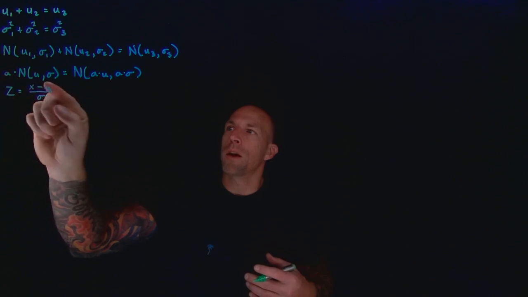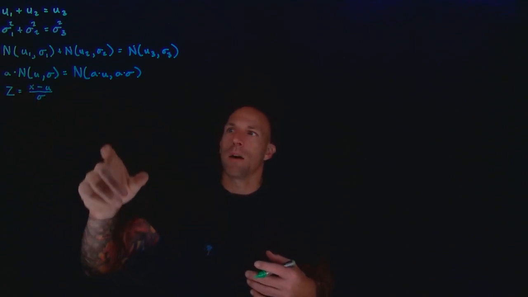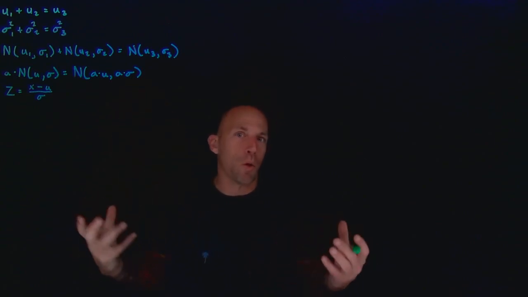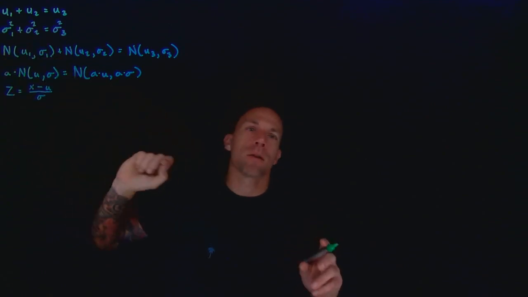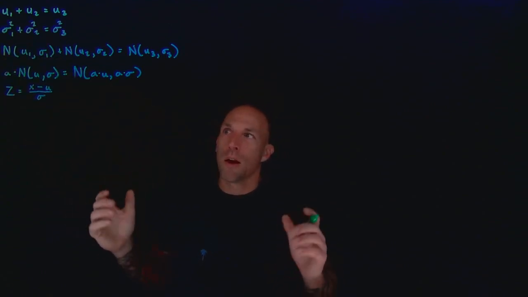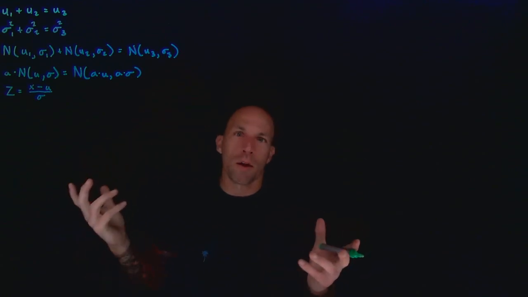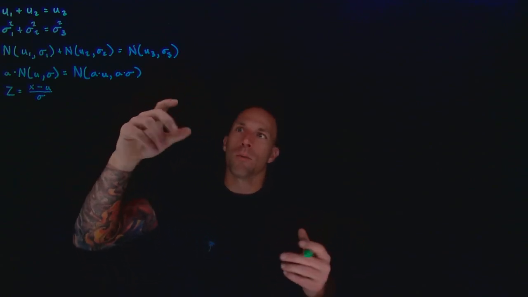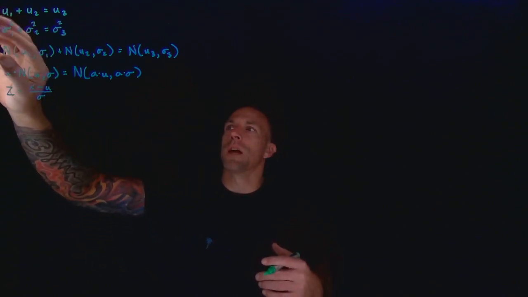One, if you take a normal random variable and you multiply it by some scalar, all that does is scale up the mean and the standard deviation, and you still have a normal distribution. And then if you have independent normal random variables and you add them together, you will get another normal random variable. And the way you get the mean of that new normal and the standard deviation of that new normal comes from these two statements right here.